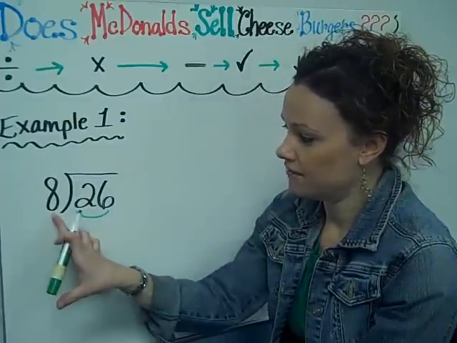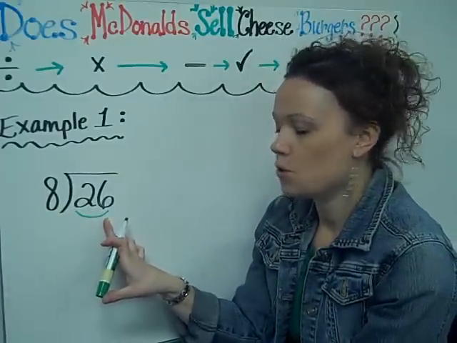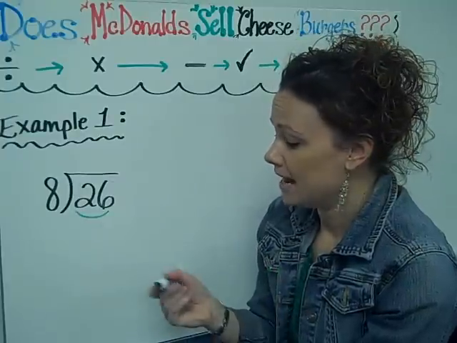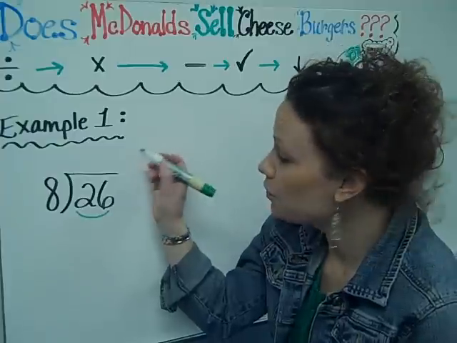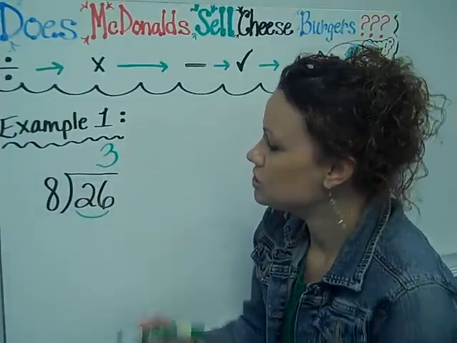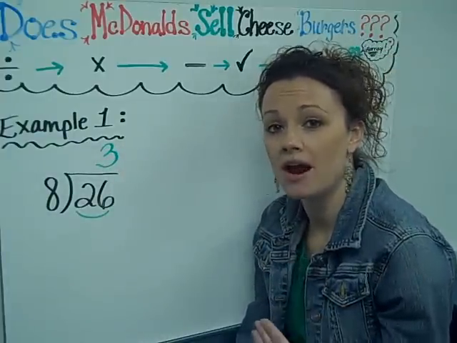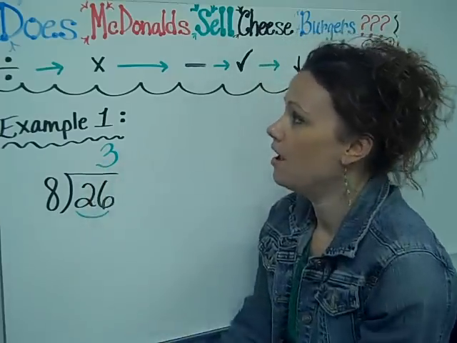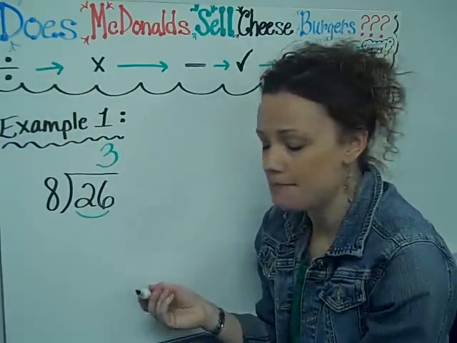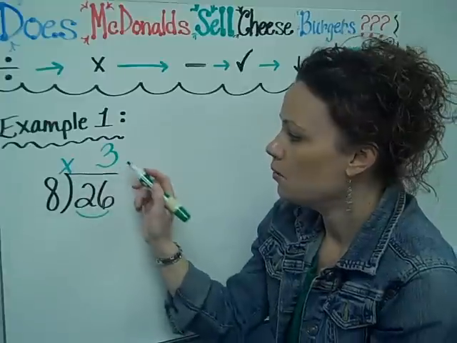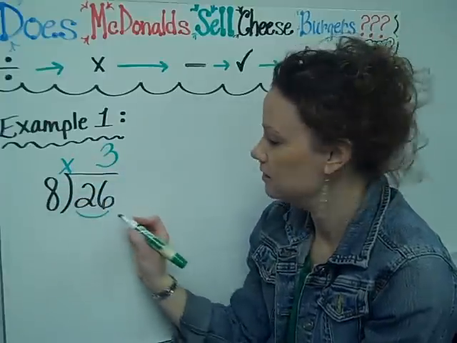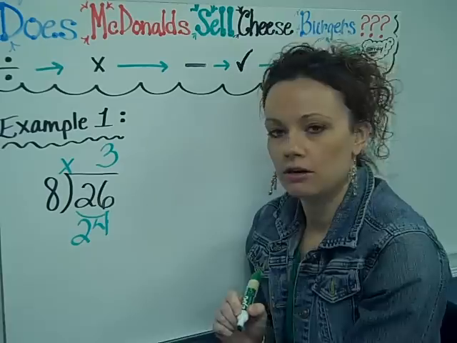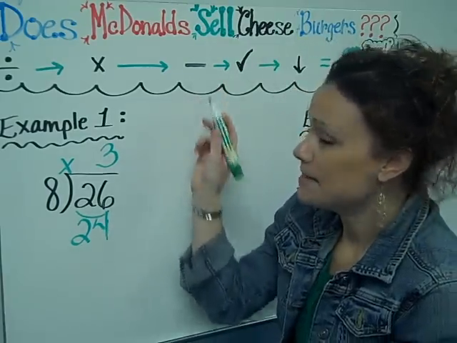So what I need you to ask yourself then is, how many times does 8 go into 26 without going over? And that answer would be 3. Because 3 times 8 is 24, and that's the closest that we can get to 26 without going over. All right, we've done our division. The next step is multiplication. We're going to multiply 3 times 8, and we're going to get 24. That goes directly under our dividend. Our next step is subtraction.